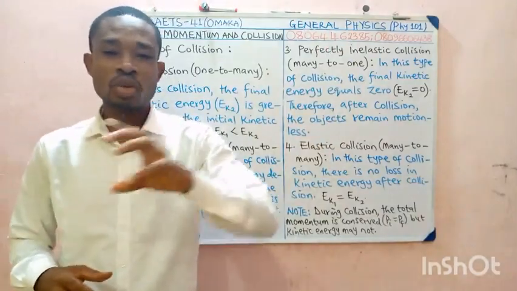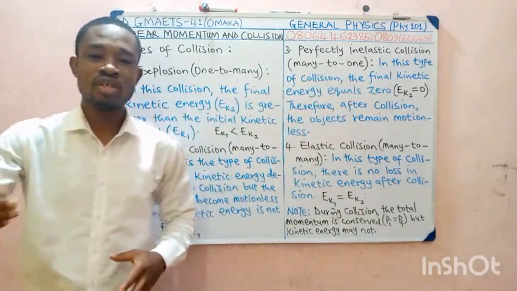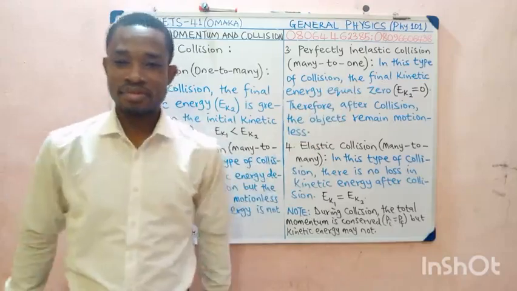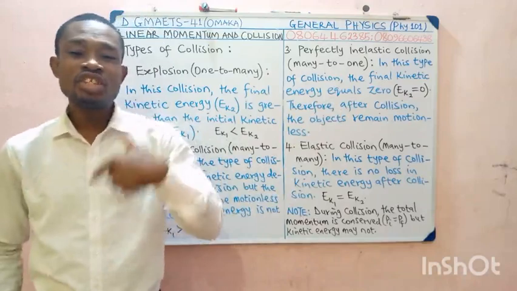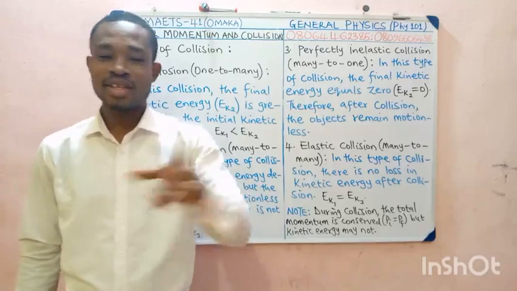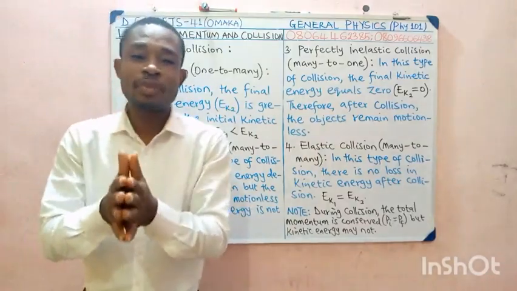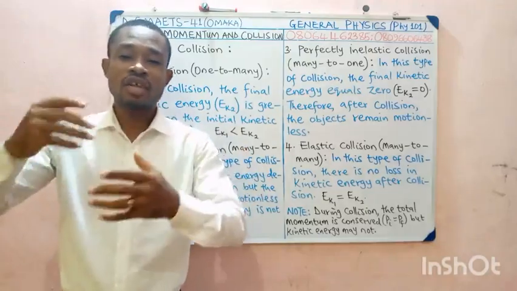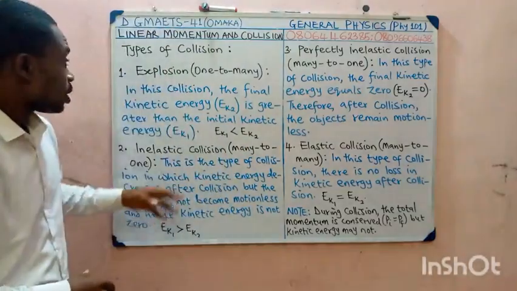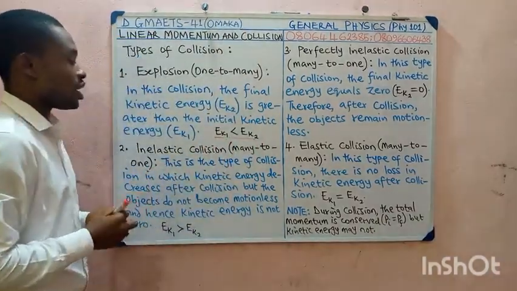It is a one-to-many type of collision. In such a case, the kinetic energy of the object after collision will increase. This means that the initial kinetic energy in an explosion type of collision is less than the final kinetic energy. So in summary, we can say that an explosion type of collision is one in which the final kinetic energy increases. It's greater than the initial kinetic energy. This is the first type, that is explosion.